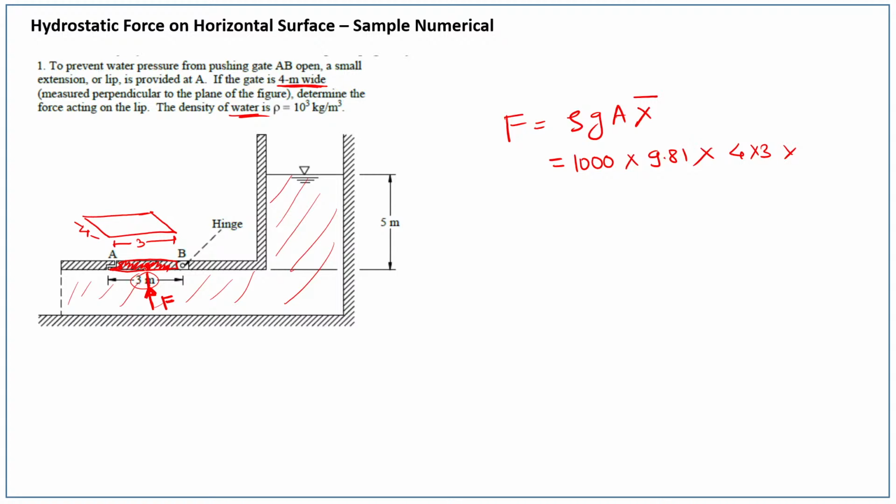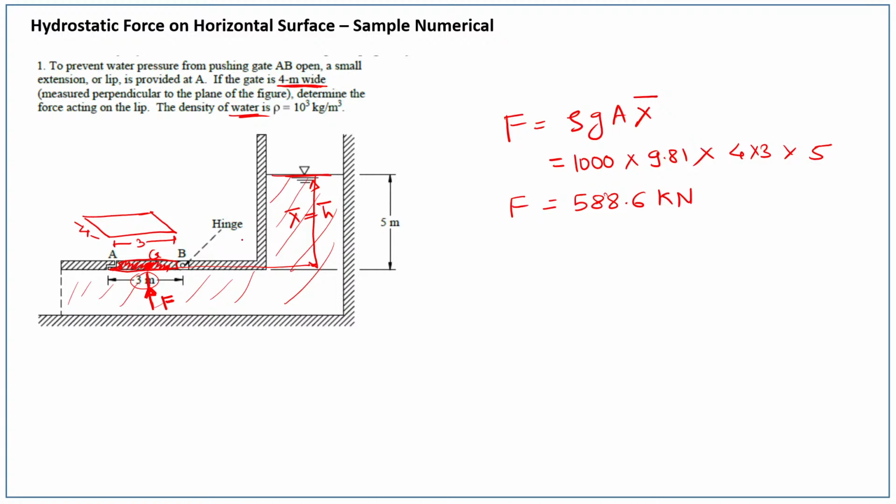So the centroid of this plane surface is located somewhere here. Now x bar is the distance from the free surface. Free surface is this one. So this is your x bar. In case of a horizontal plane surface, this is also equal to h bar, right? So x bar is 5 meter in this case. By using this, you can find out this hydrostatic force. Its value is somewhere around 588.6 kilonewton.